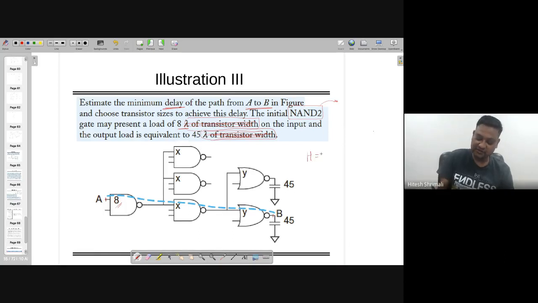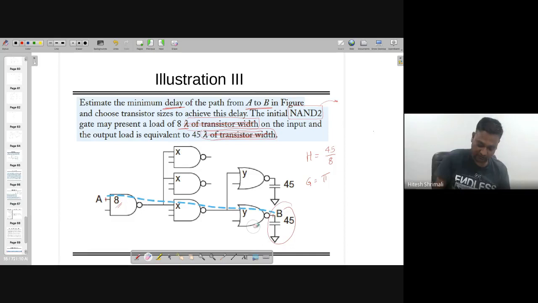H is actually C out, which is 45 divided by 8. So that's what you can write down over here, right? So you can keep it somewhere that H is available to us. Now I'm interested in finding out G, which is the logical effort, which is multiplication of all the logical effort in the path. So from path A to B, this gate number 1, gate number 2, and gate number 3 are coming on the path.